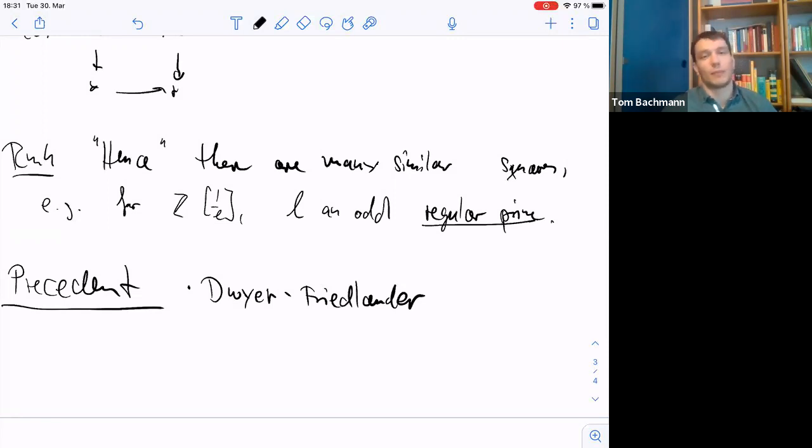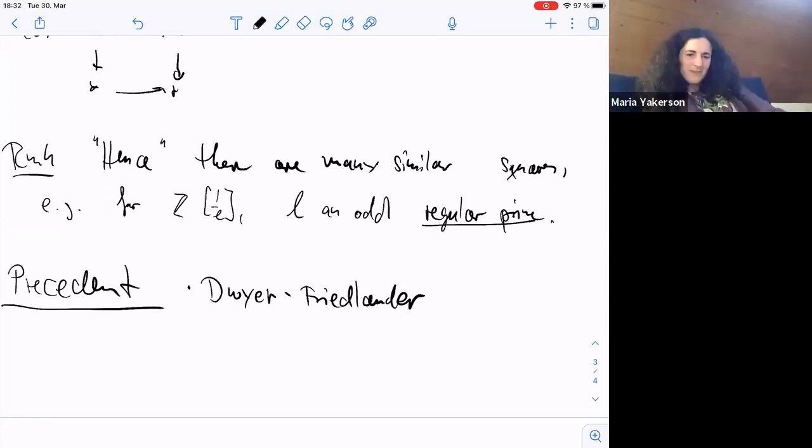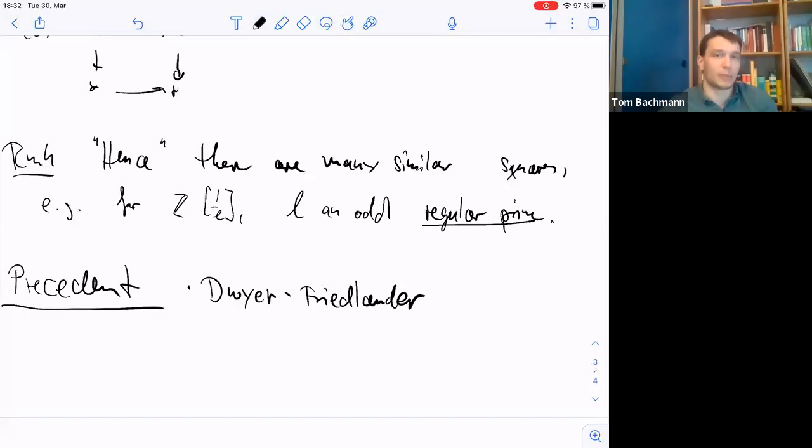Yeah, I do not remember the exact condition. Maybe it's that 2 should not be a square in that field, something like that. Yeah, I think that's maybe it, but one can write down an explicit condition.